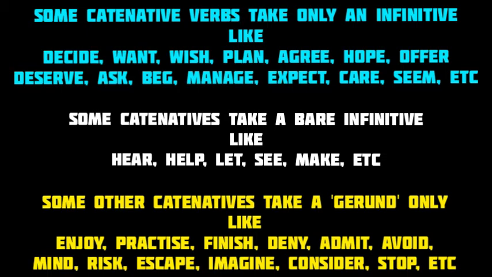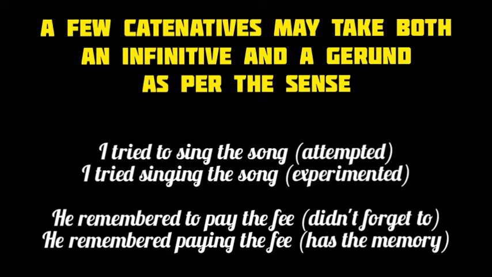But then there are many other catenative verbs that are always followed by a gerund and not an infinitive, like enjoy, practice, finish, deny, admit, avoid, mind, risk, escape, imagine, consider, stop, keep on, etc. However, we have a few catenatives that may take either an infinitive or a gerund with a difference in meaning.